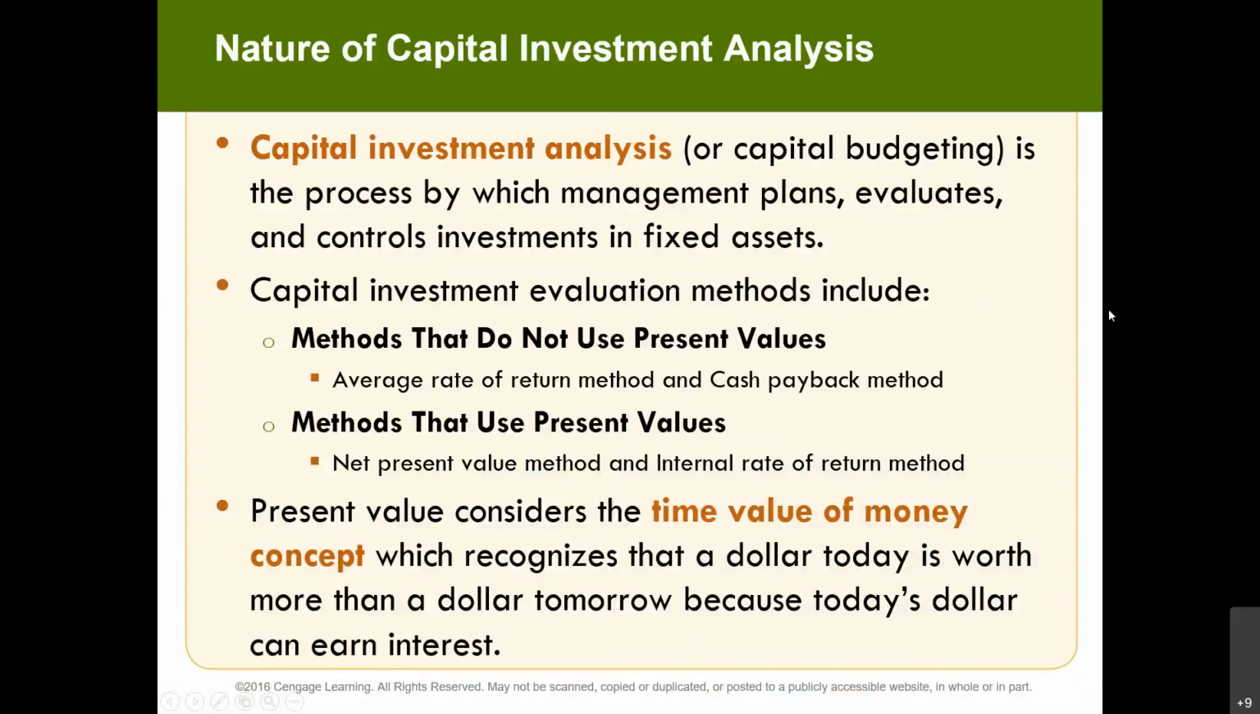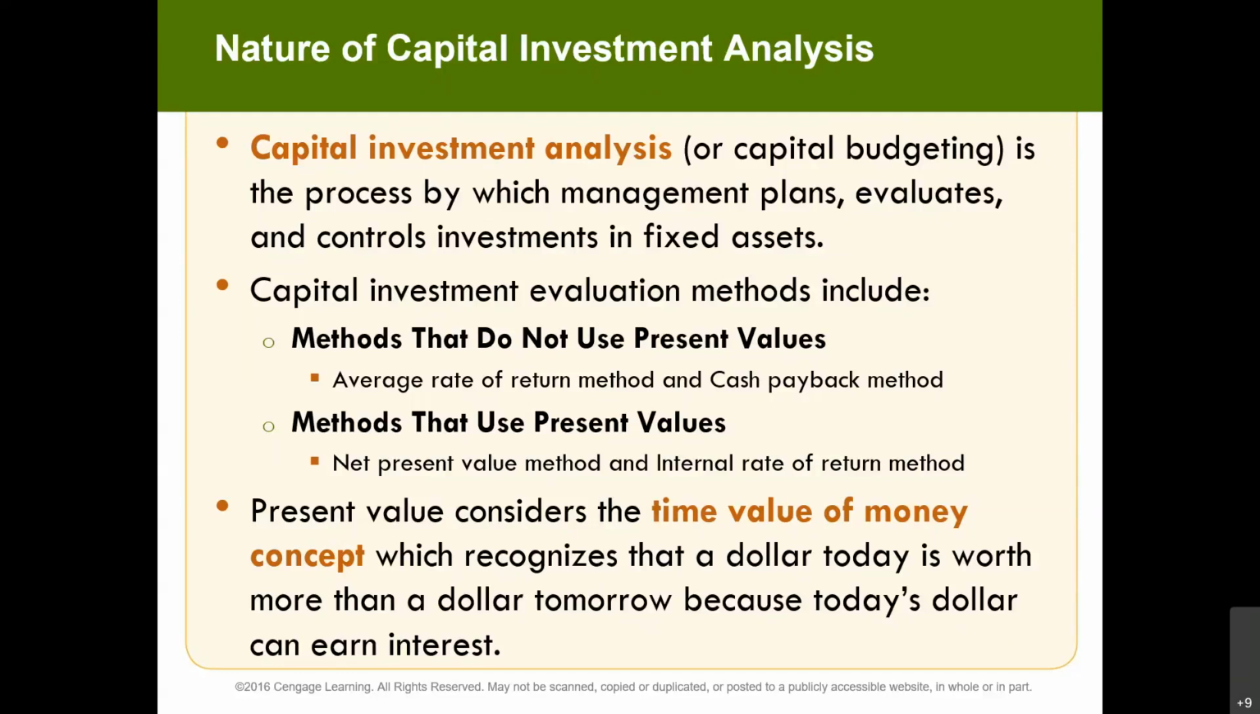So what is capital investment analysis? This is capital budgeting. It's the process by which management plans, evaluates, and controls investments in fixed assets. As you know from earlier chapters, fixed assets include things like property, plant, and equipment. Those are your fixed assets in a business. Equipment could be things like machinery. A plant is the building, right? And the property is the land. All of these are fixed assets. And so we use capital budgeting in the process of deciding whether to invest in these types of fixed assets.